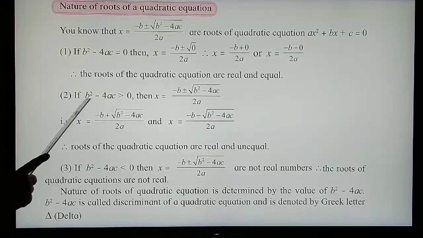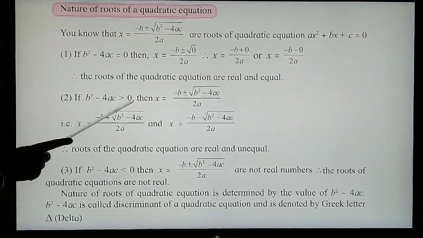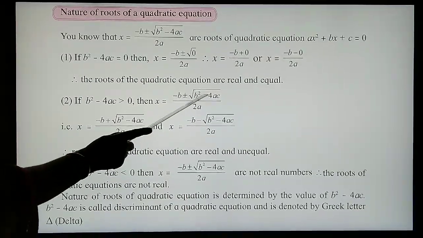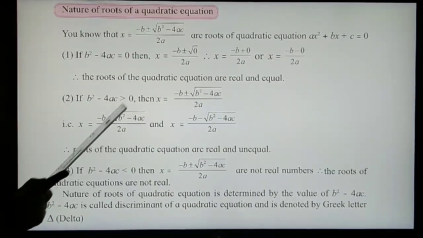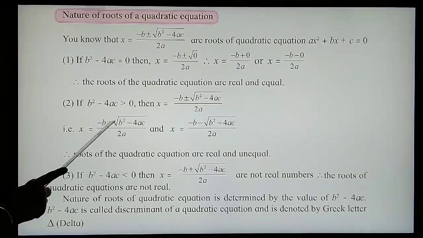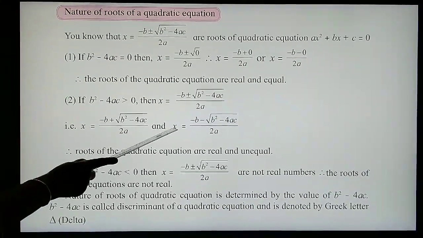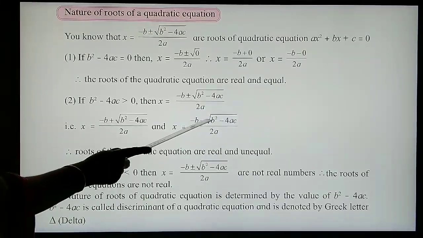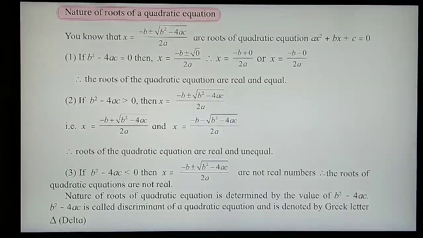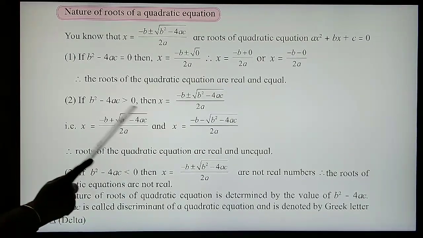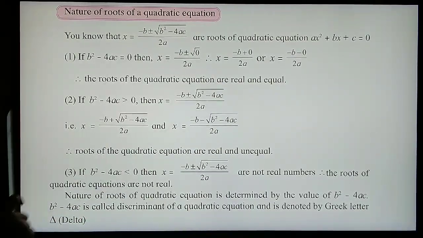Now the second point. If b square minus 4ac is greater than 0, then x equals minus b plus minus under root b square minus 4ac upon 2a. First we take x equals minus b plus under root b square minus 4ac upon 2a, and then x equals minus b minus under root b square minus 4ac upon 2a. So the roots of the quadratic equation are real and unequal. The values of x are not equal.